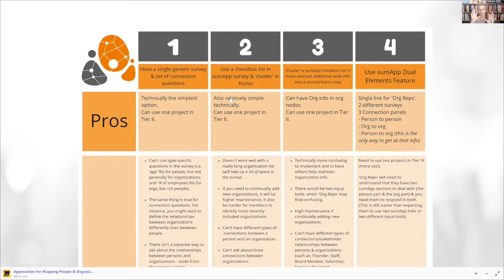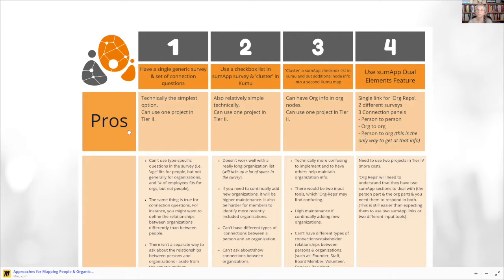So you'll get organization nodes and people nodes doing that. The other one is to do that and have a second map, and I'll talk about that in a minute, where you can add information about the organizations into the nodes. And then the last one is to use the sumApp dual elements feature, which basically combines all those kinds of data sets into one interface that you can then map.